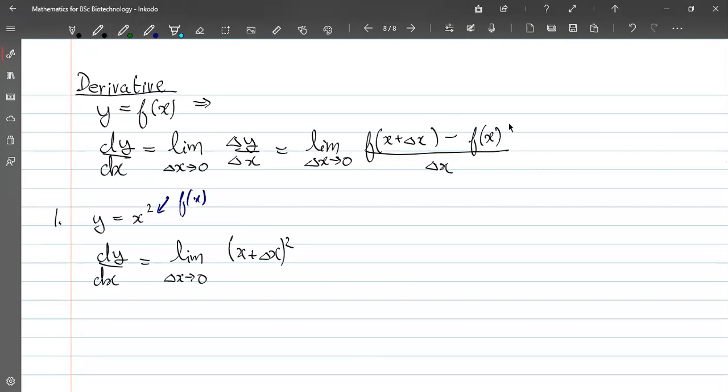So f of x plus delta x is just substituting x plus delta x in place of x. Wherever x is there in the function, just replace that by x plus delta x. So f of x plus delta x is x plus delta x the whole square, minus again f of x. So that is still x square, divided by delta x. Yes, this is called the first principle method of finding the derivative.